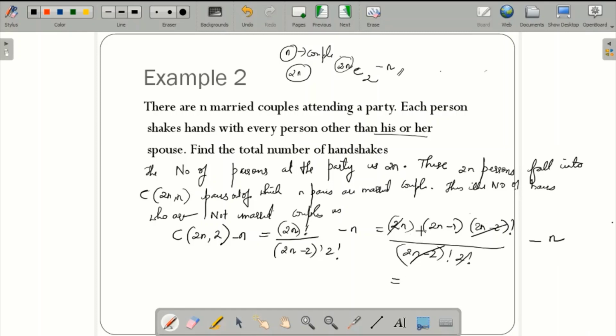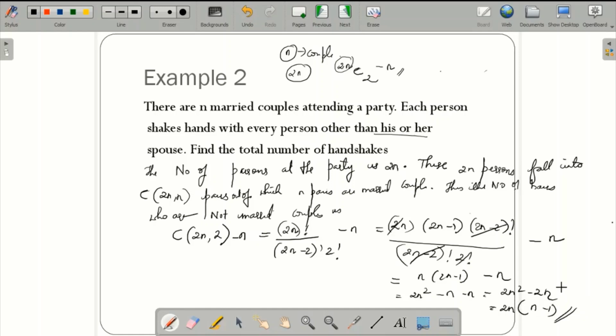So it would be 2n into (2n minus 1) minus n. So this would be nothing but 2n square minus n minus n. That is nothing but 2n square minus 2n. If we take 2n common, it would be n minus 1. So this is the final result: 2n into (n minus 1).